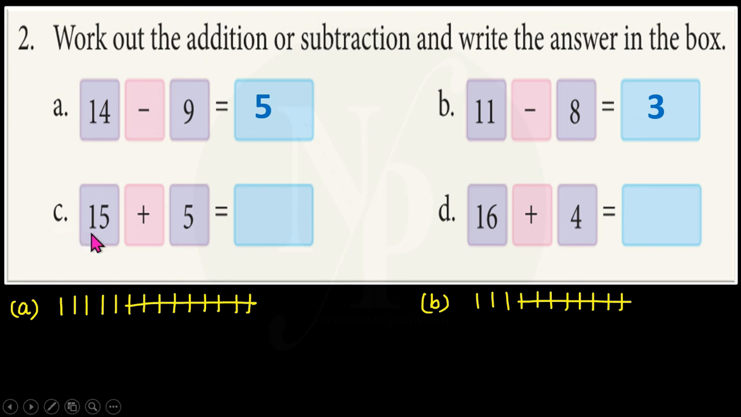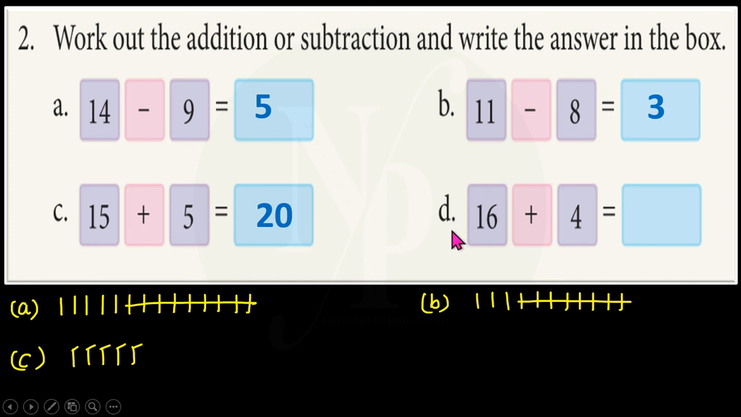In C, we have 15 plus 5. We need to add 5 to 15. So remember the number 15 and add 5 to it. So just see how I do this. See, remember 15 in your mind and let me draw 5 lines here. 1, 2, 3, 4, 5. Now continue counting from 15. So this will be 16, 17, 18, 19, 20. So 20 is the answer. Write 20 in this box.